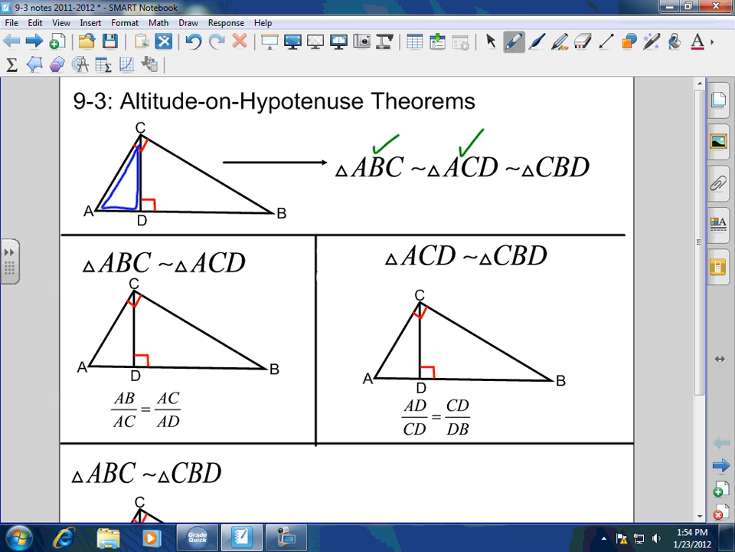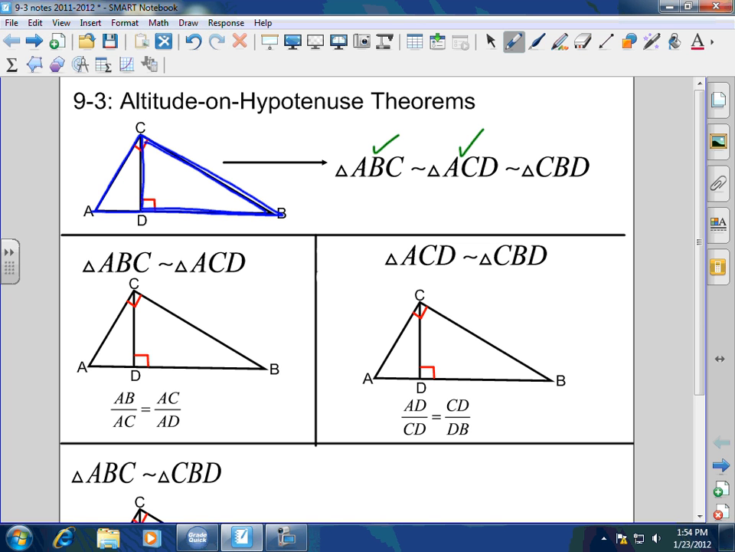ACD and CBD. Actually, no. I'm sorry. Wrong one. That's the one that we're going to prove because of something else. Sorry about that. Let's go. Yes, it is transitive. ABC to CBD. Sorry about that.